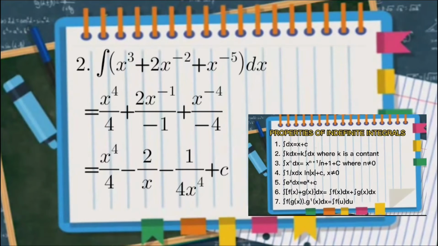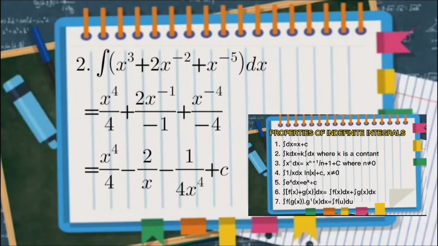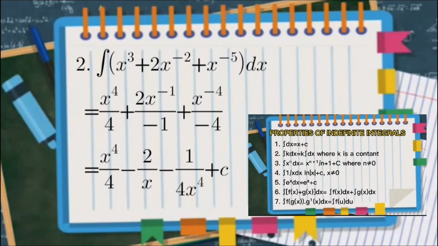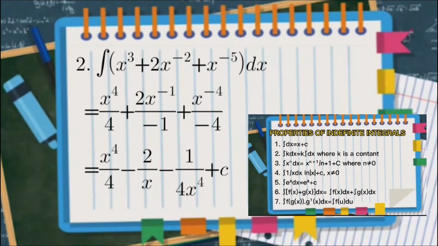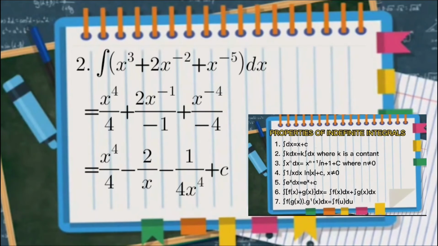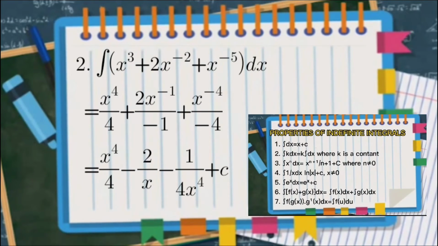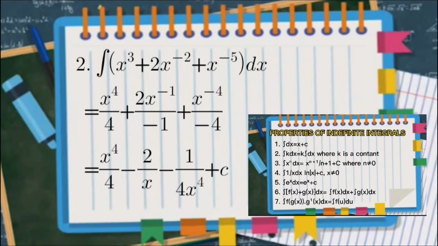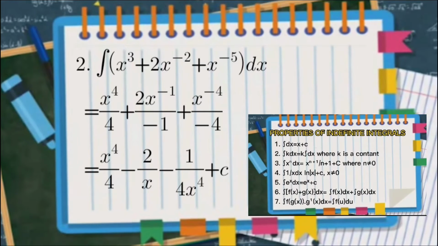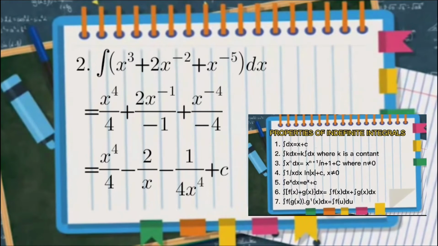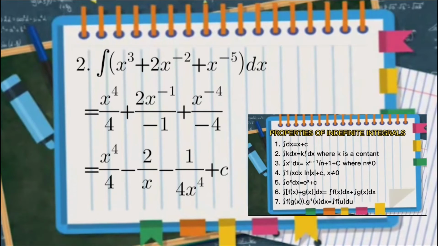In this term, the result is 2x to the power of negative 1 over negative 1. The same process for x to the power of negative 5. So it is x to the power of negative 4 over negative 4. Lastly, the final answer is x to the power of 4 over 4 minus 2 over x, because in the rule of algebra, if the exponent is negative, we can make it positive.